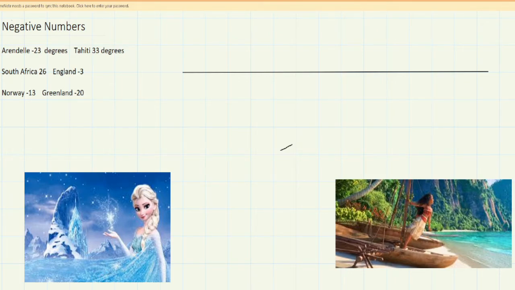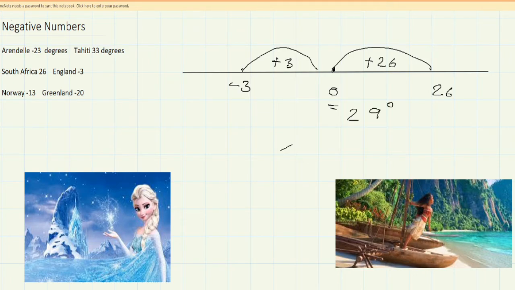How we can work that out is we write 26, 0, and minus 3. That's what I always say. Write the three amounts, and then we're looking at the distances. Minus 3 to 0, you can do it either way, is plus 3. And 0 to 26 is plus 26. Therefore, the difference in temperature is 29 degrees.